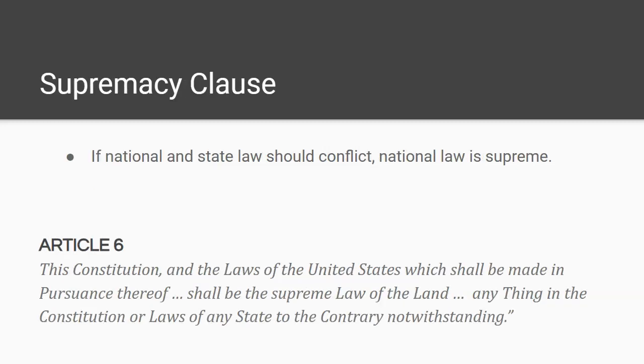Article 6 contains the Supremacy Clause. "This Constitution and the laws of the United States, which shall be made in pursuance thereof, shall be the supreme law of the land, anything in the Constitution or laws of any state to the contrary notwithstanding." In short, if national and state laws should conflict, national law is supreme.